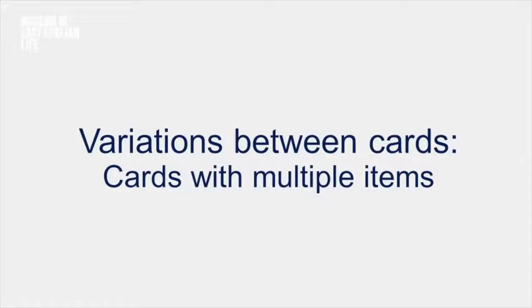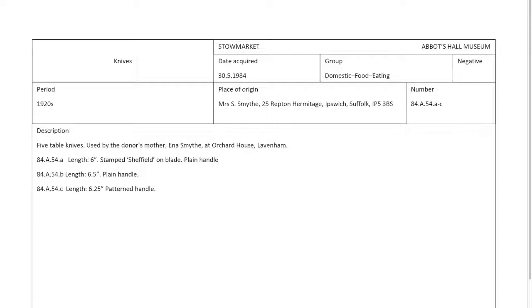Cards with multiple objects. Some cards record the details of more than one object. Here is an example. You can tell a card holds details for more than one object by the object number, which will end in A to B, 1 to 2, A and B, 1 and 2, 1 to 10, A to D, or similar. When this happens, you have a choice. You can either create one eHive record for all the objects on the card, or one eHive record for each object on the card. It is up to your judgment what will be clearest and easiest to use.